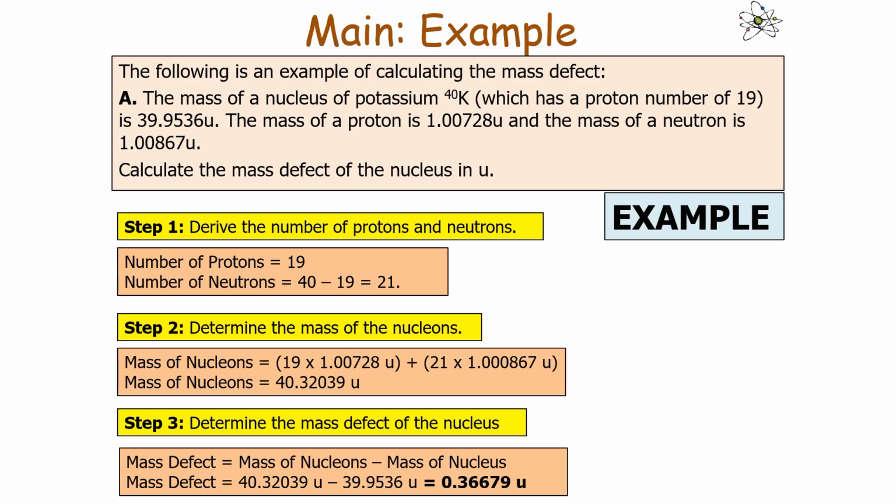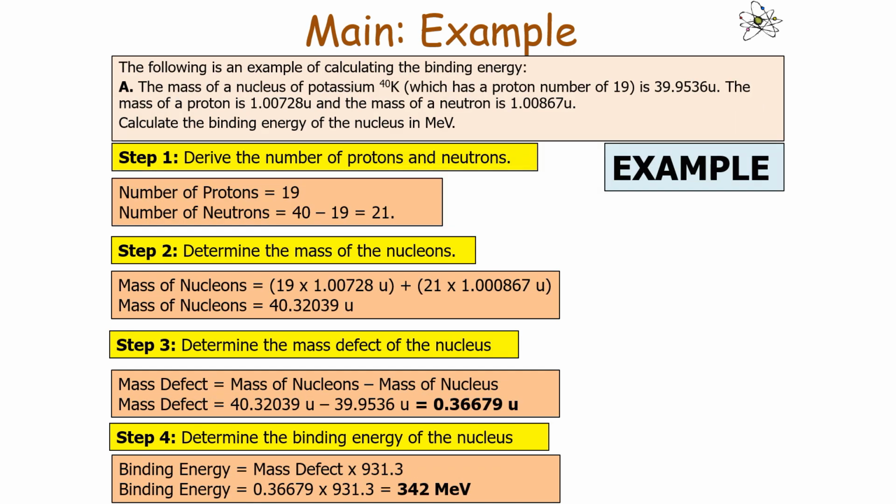Well, the first step is you've got to derive the number of protons and neutrons. So you work out your number of protons, your number of neutrons. You then determine the mass of the actual nucleons themselves. So you work out the mass of the protons and the mass of the neutrons in U. You then determine the mass defect of the nucleus. It's equal to the mass of the nucleons minus the mass of the nucleus. So it's 40.30239 U minus 39.9536 U, which is equal to 0.36679 U.